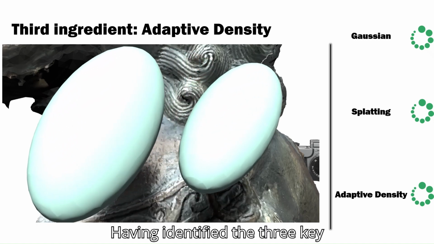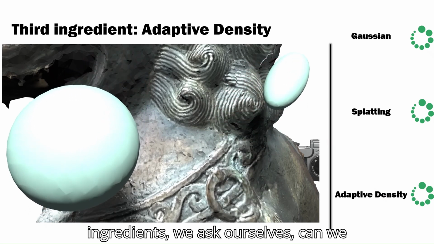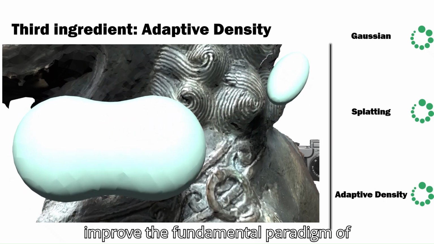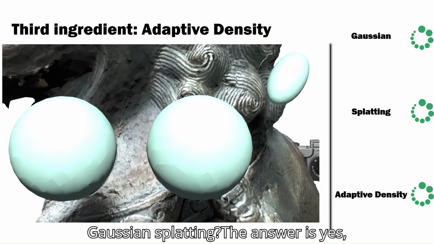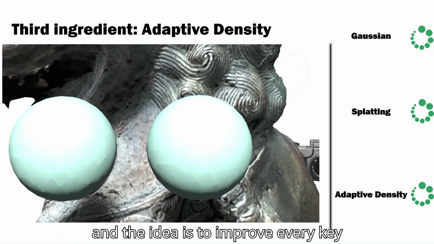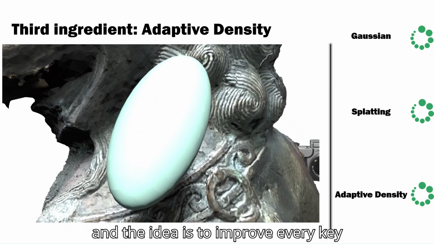Having identified the 3 key ingredients, we ask ourselves, can we improve the fundamental paradigm of Gaussian splatting? The answer is yes, and the idea is to improve every key ingredient.